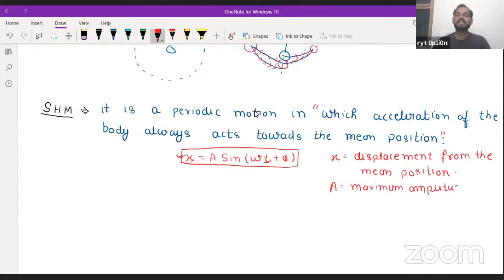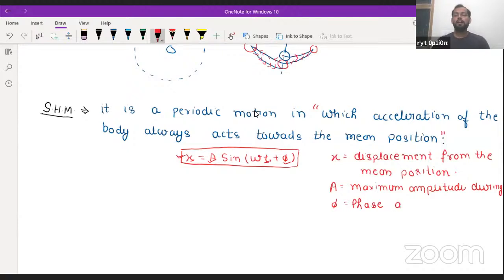This is nothing but the maximum amplitude during vibration. If our body is performing vibration, then during that vibration, what is the maximum amplitude of vibration? That denotes the A. Now what about the phi? Phi is nothing but the phase angle.